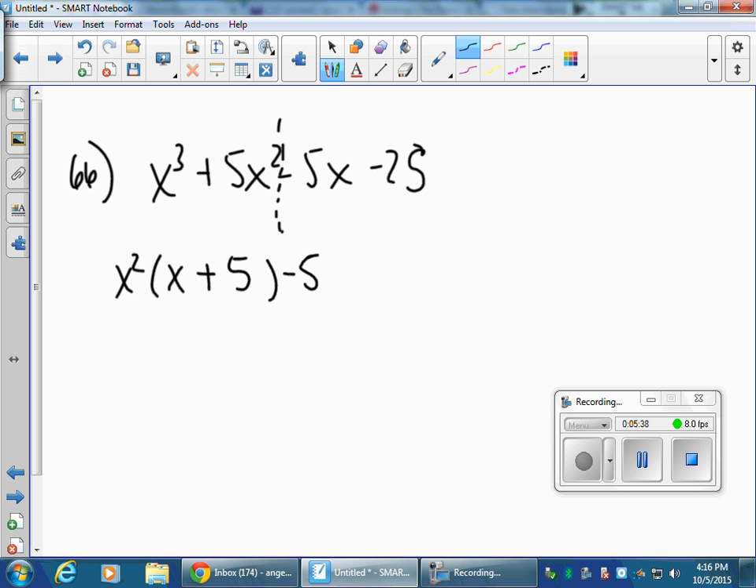Out of the last two, I can take a negative 5 out. Negative 5x divided by negative 5 is x. Negative 25 divided by negative 5 is positive 5. So what's in common between these two is x plus 5. What is left over is the term here, which is x squared, and then minus 5. And that's as simplified as it gets. X squared minus 5 doesn't factor because it's not a difference of two squares.